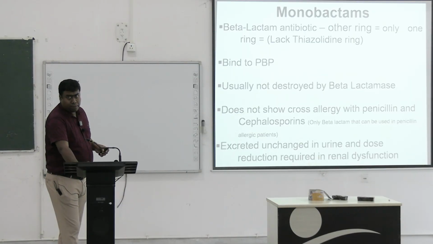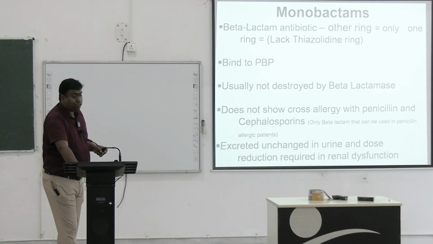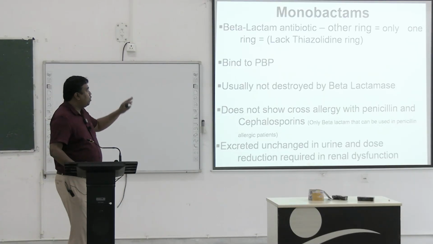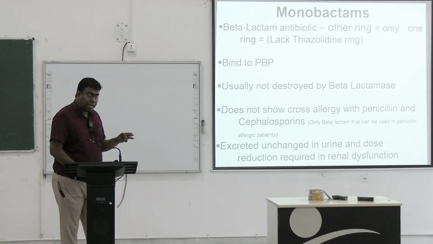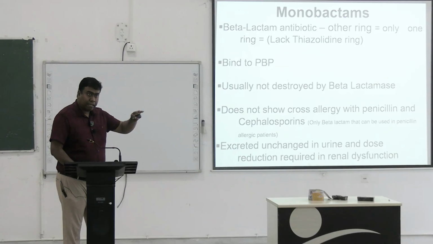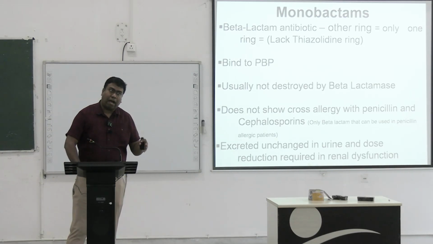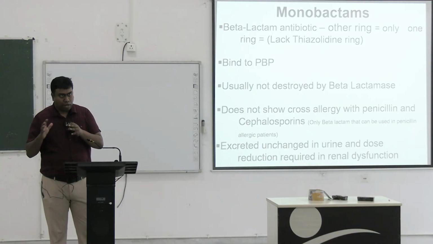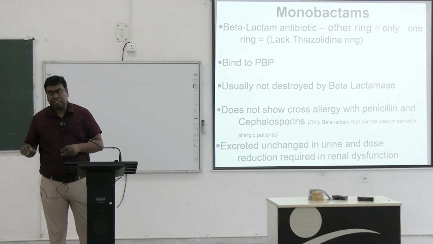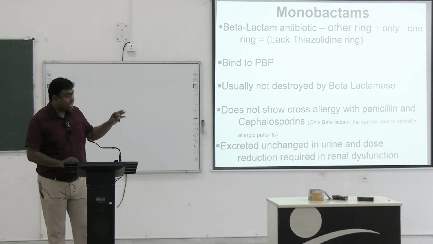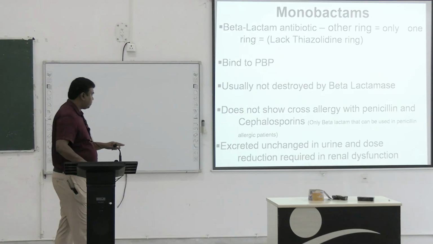Next is Monobactam. Monobactam, what is the name? Aztreonam. They have only one ring, only the beta-lactam ring. Like penicillin or cephalosporin, they have two rings: one beta-lactam and one that controls their pharmacokinetic activity. But here only one ring.